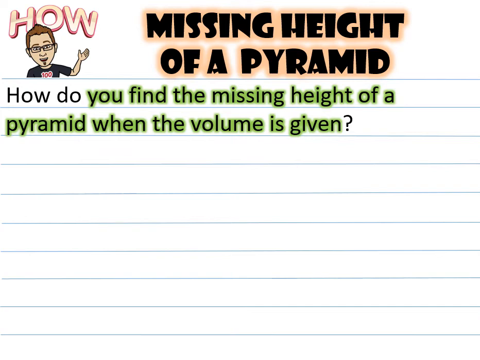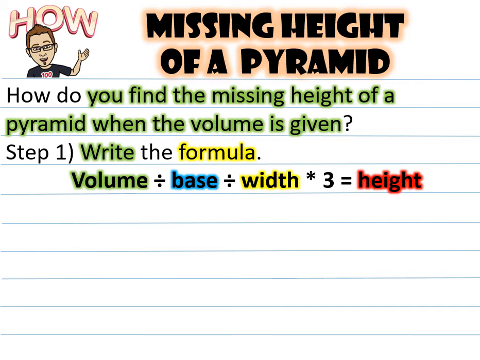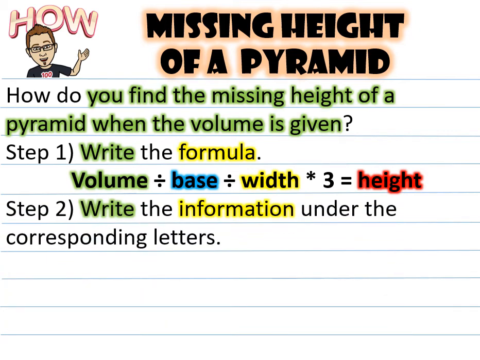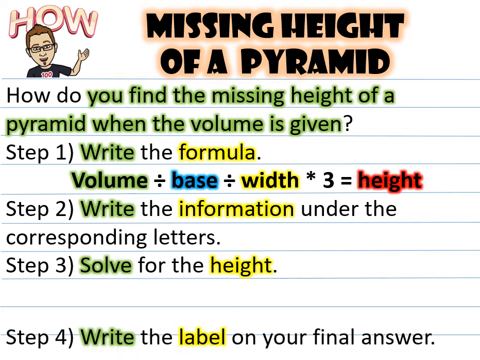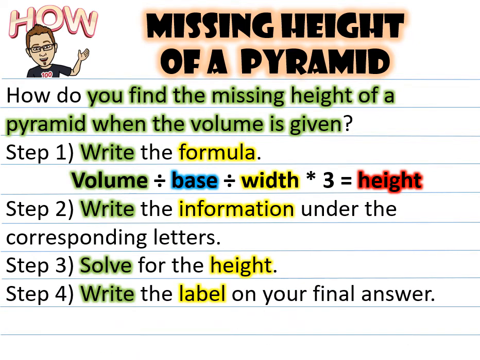How do you find the missing height of a pyramid when the volume is given? Step number 1, write the formula. Volume divided by base divided by width times 3 equals the height. This formula makes a lot of sense because the opposite of multiplying is dividing, and the opposite of dividing by 3 is multiplying by 3. This will help us to find a missing side, or the missing height in this case. Step number 2, write the information underneath the corresponding letters. Step 3, solve for the height. And step number 4, write the label on your final answer.